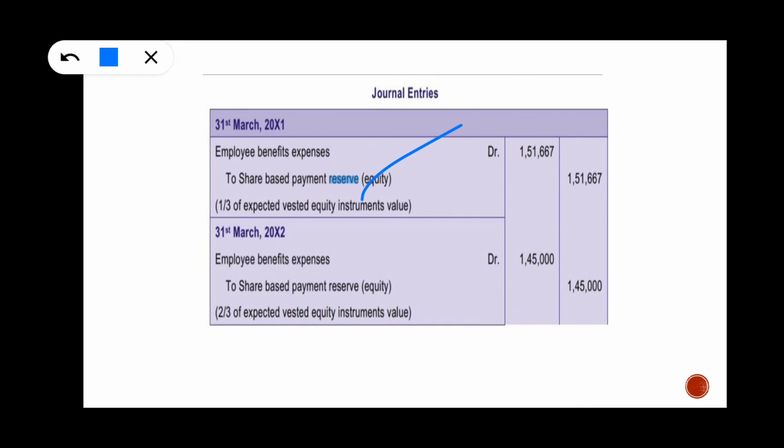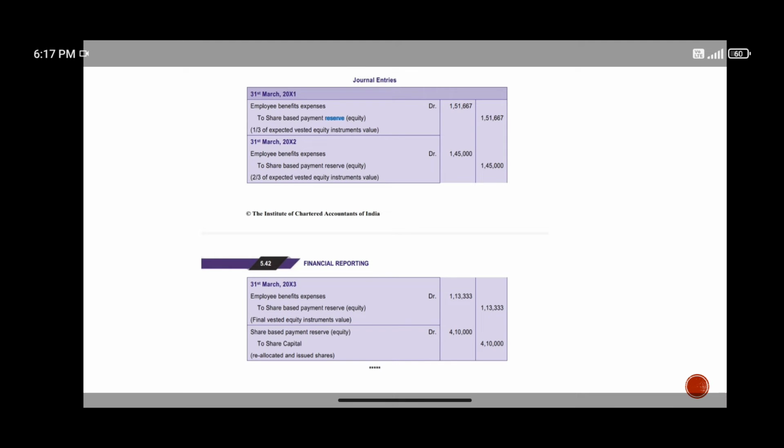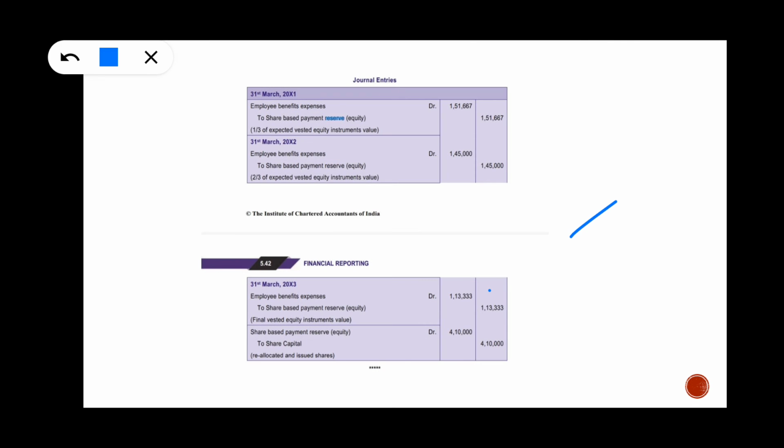So the journal entry is employee benefit expense account debit to SBP reserve. SBP reserve is nothing but share based payment, that is 1,51,667. In the same way, for the second year, employee benefit expense account debit to SBP reserve account, and the same journal entry for the third year also, employee benefit expense account debit to SBP reserve. So at the end, at exercise date, we are going to transfer SBP reserve account debit to equity share capital account. That's the journal entry, and you have learnt how to account, but we need some clarifications regarding this.